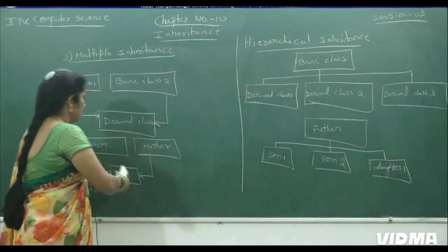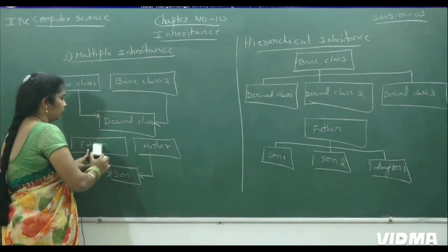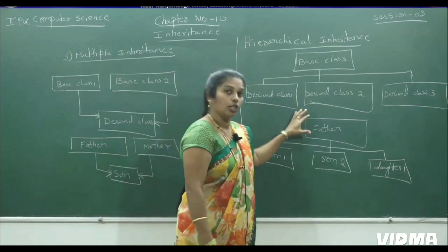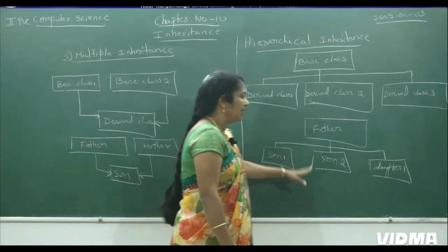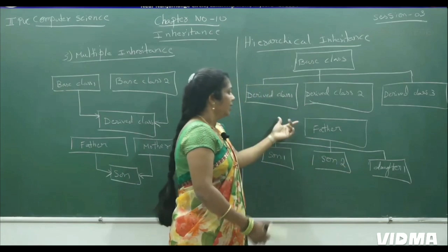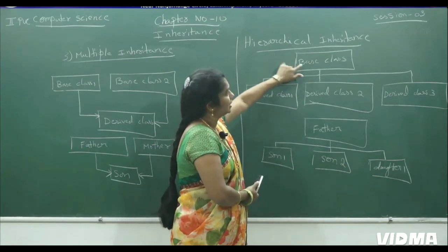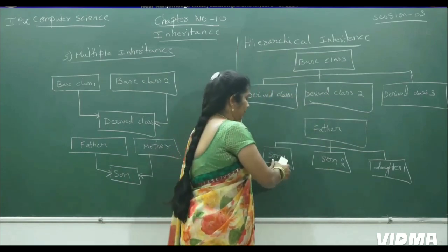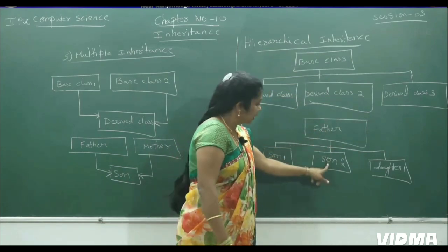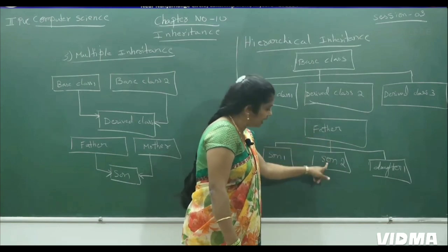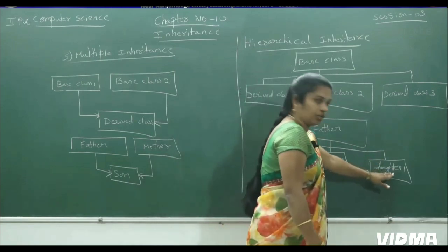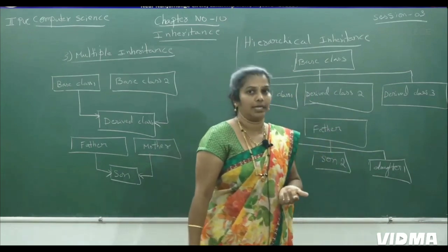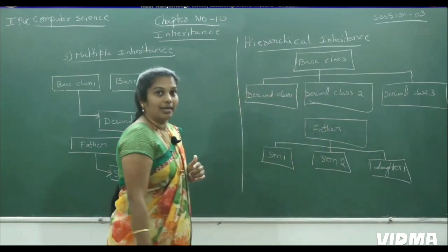Whereas what is the main difference here? In multiple inheritance, the son has the properties of both father and mother. When we come to hierarchical inheritance, only one base class is there, and from that multiple derived classes are there. Here son 1 has the properties of father, son 2 also has the properties of father, and with that they may have additional properties also. The daughter also has the properties of father, and she may have additional properties also. This is nothing but hierarchical inheritance.